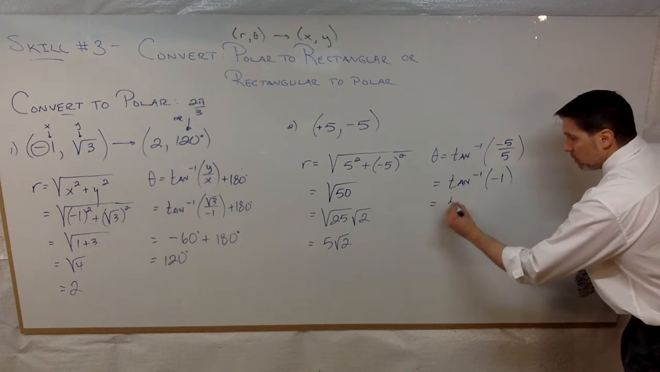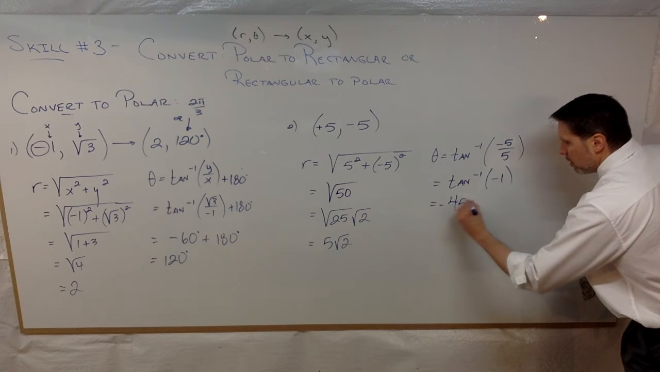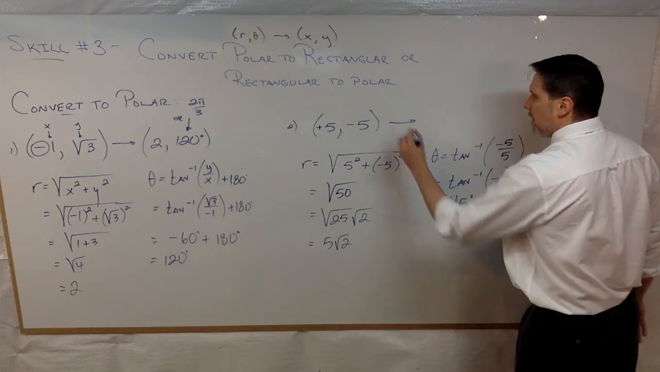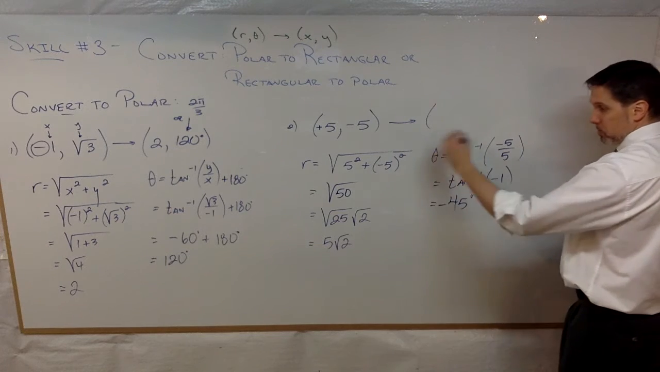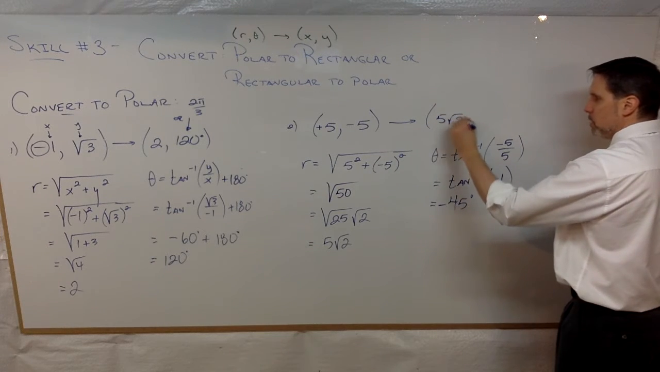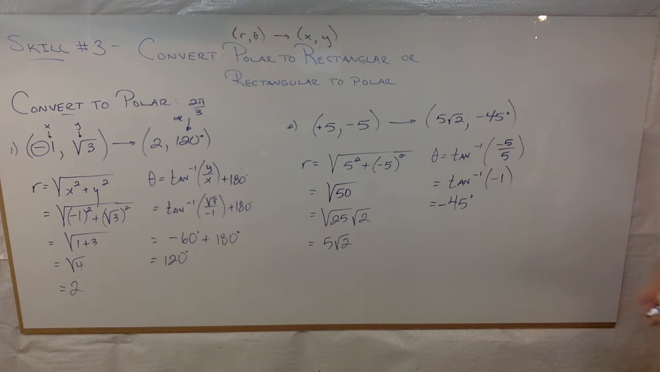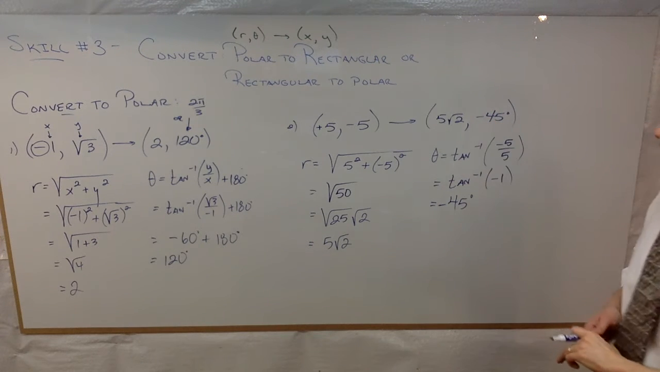Tangent inverse, you are looking at negative 45 degrees. Quadrant 4. So what is 5, -5? In polar, we would say it's 5 square root of 2, comma, -45 degrees. That would be our r and our theta.